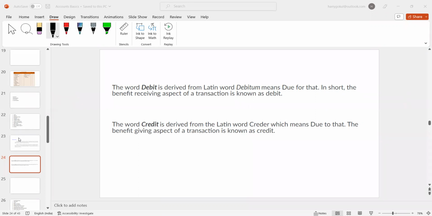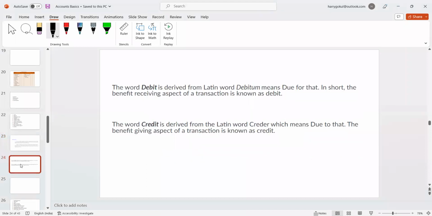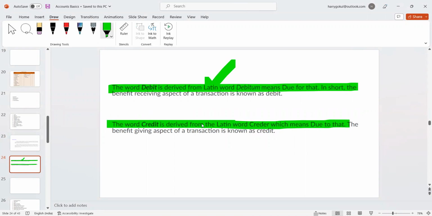Debit and credit are the 2 most important things in accounts, like anode, cathode, positive and negative. This is an old definition. The words come from Latin. Why is it not from Greek? Don't ask me.